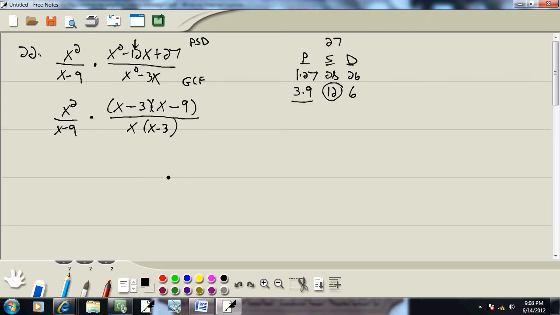Now that was our first step. Second step is cancel if possible. And the guideline is 1's on top, 1's on the bottom. See how we have an x minus 3 and x minus 3 here? Those are going to cancel each other out. Let me write down what I have left. A lot of people just do this all in one step, but it kind of gets hard to see when you start crossing too much stuff out. And here I have an x minus 9, here I have an x minus 9, so those are going to cancel.